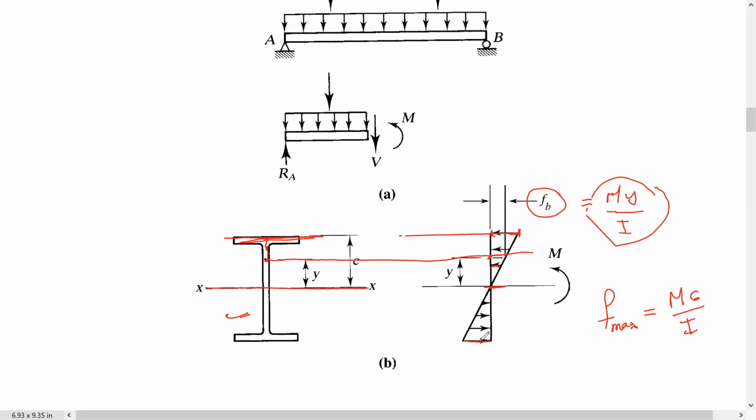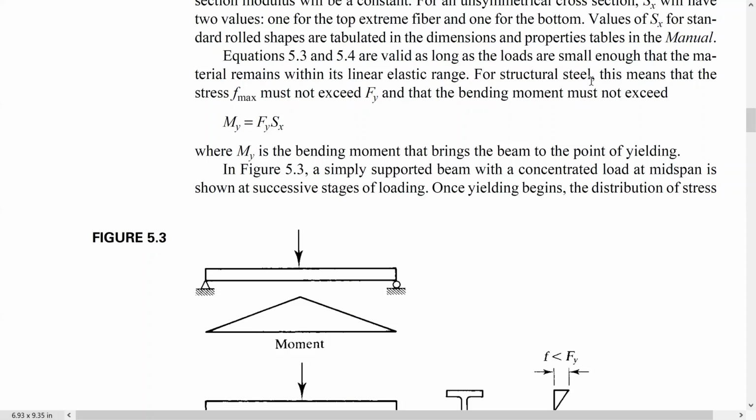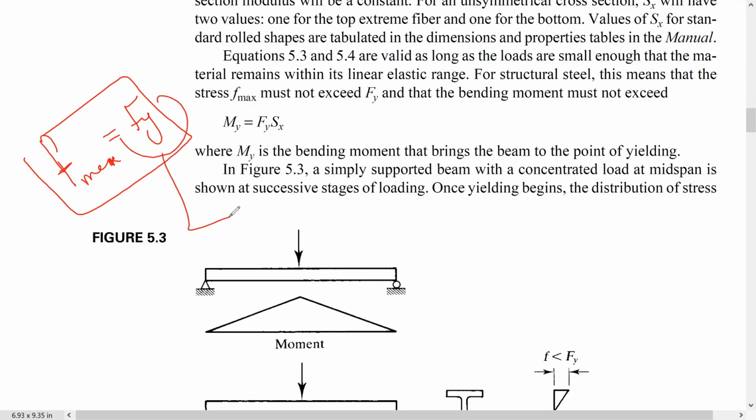We know how to do that. And here, if you keep increasing the loads, you will get to a point where the stress, F max, will equal Fy, and here Fy is the yield stress.